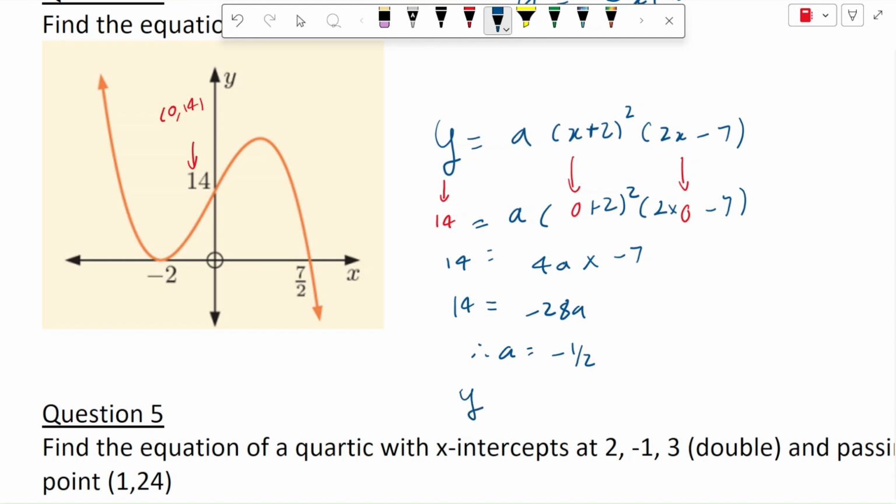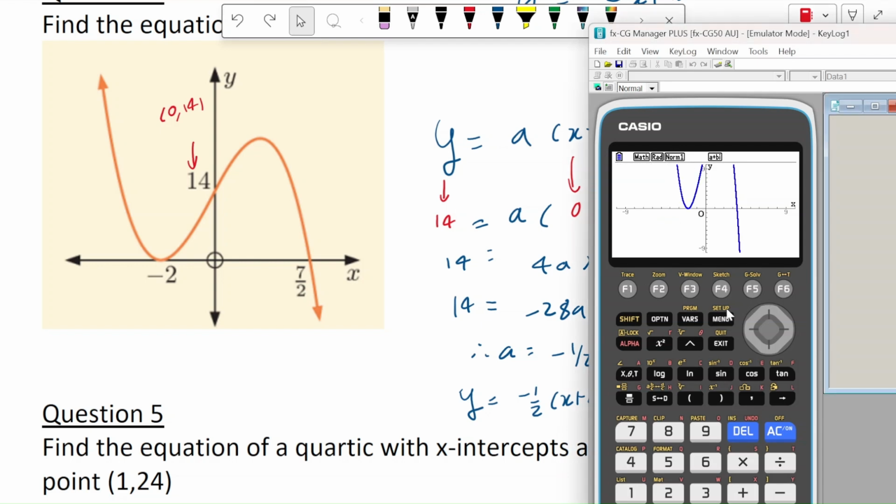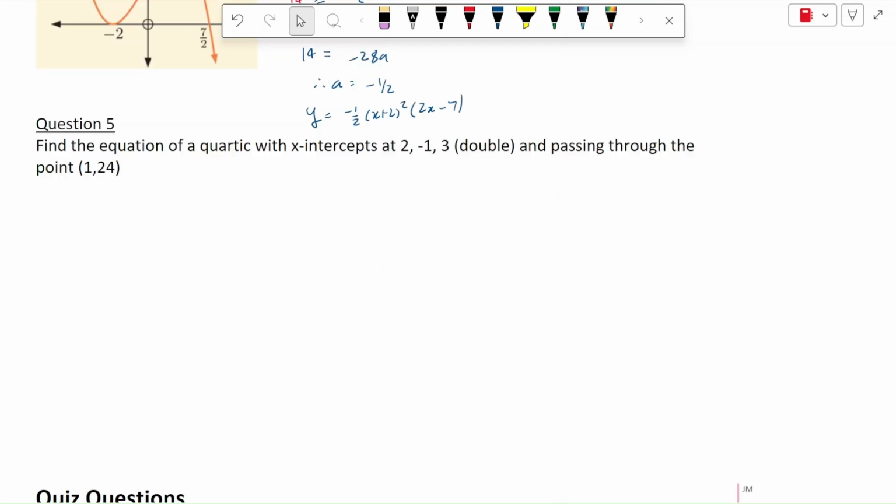So we'll type out that equation, so -1/2 x plus 2 squared, and 2x take 7, just like that. If you want, you could have had this bracket as x take 7/2, and if you did that, you would have got -1 as your a value. So just be aware that that is an option. But let's graph this on our calculator and see if we got it right. All right, so there's our equation in the calculator. We've drawn it, and if I trace at 0, I should hopefully get 14, which I do.